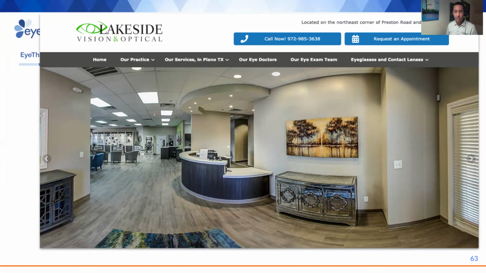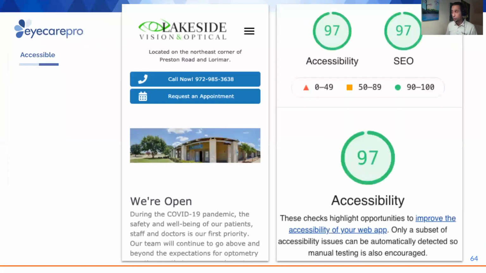Now, one of the last usability features of the site is actually accessibility, which Google can actually assess all by itself. So here's an example. Nobody's perfect, as you can see by our numbers here, but Google also throws in SEO analysis while they're at it.